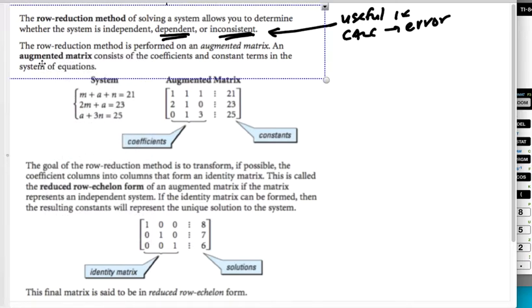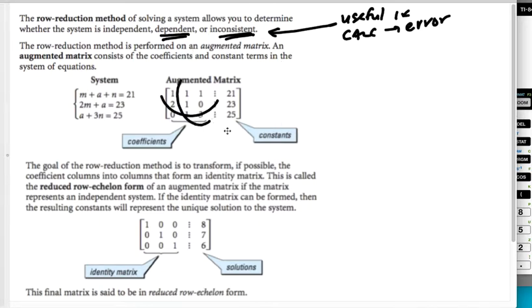So the row reduction method is performed on this augmented matrix, right? We just walked through what one of them looks like. This is a particular example. Here's your coefficients, just like we discussed. Here's your constants, just like we discussed.